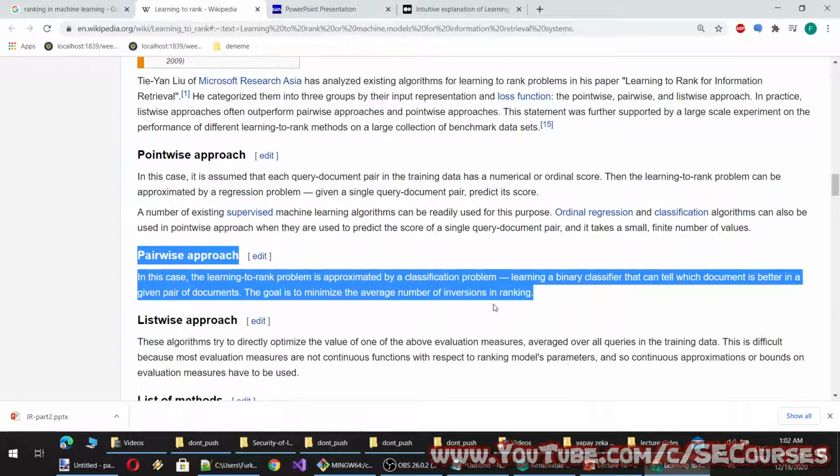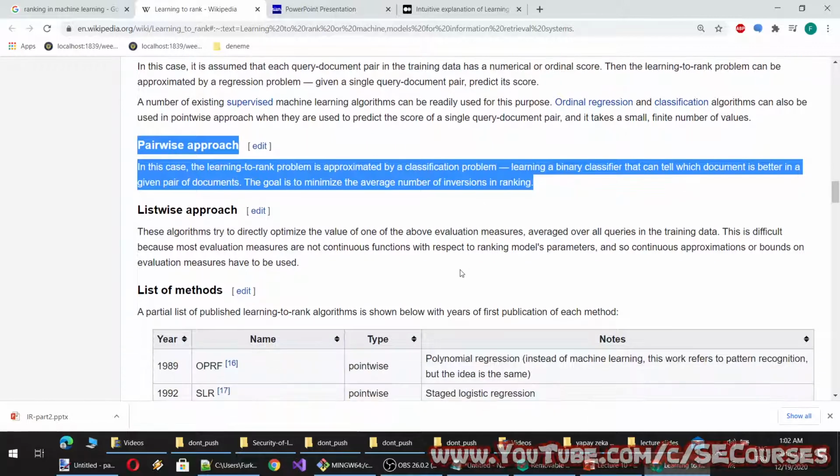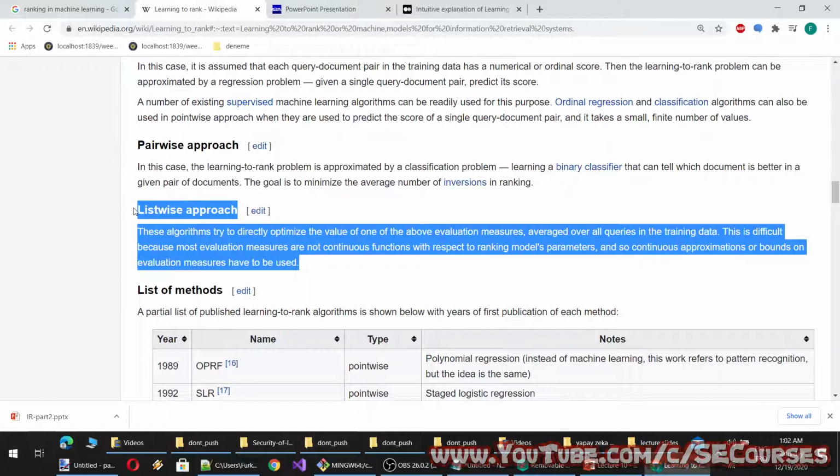Pairwise approach. In this case, the learning to rank problem is approximated by a classification problem, learning a binary classifier that can tell which document is better in a given pair of documents. The goal is to minimize the average number of inversions in ranking.